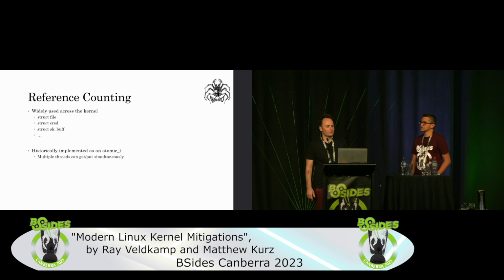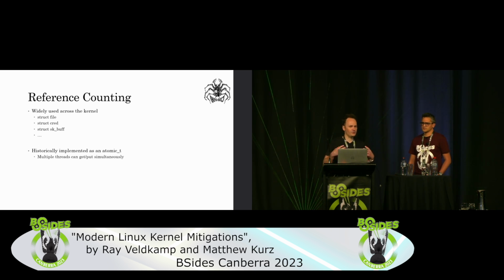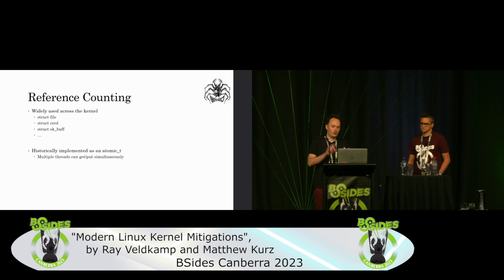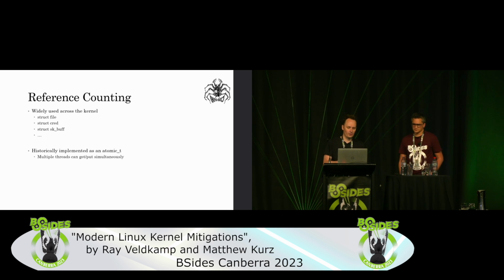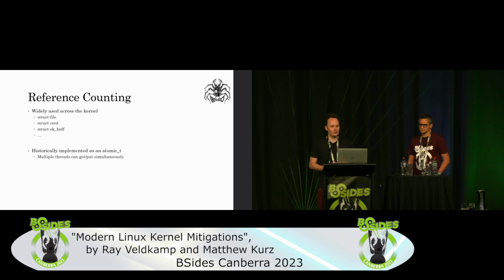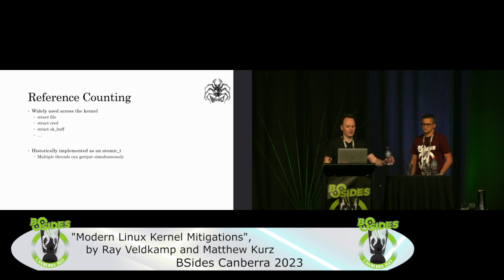So reference counting is a really big deal across the kernel because it is used almost everywhere. And it's really used in a lot of things that have security relevance. So things like struct file, which is the object in the kernel that represents an open file, cred for credentials, skbuff, etc. Like I said, it's historically implemented as an atomic_t. And really all that is an indication to the programmer that they need to use atomic safe functions to access it, because this count can be incremented and decremented by multiple CPUs concurrently.